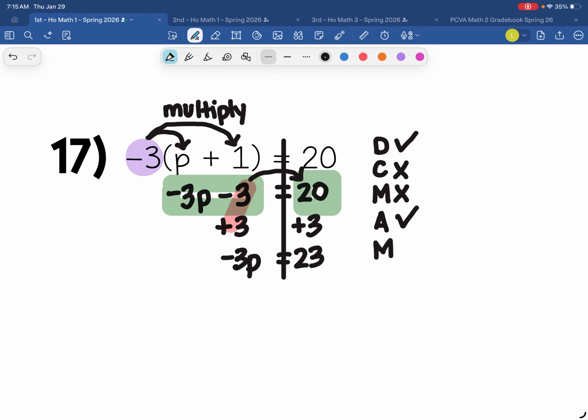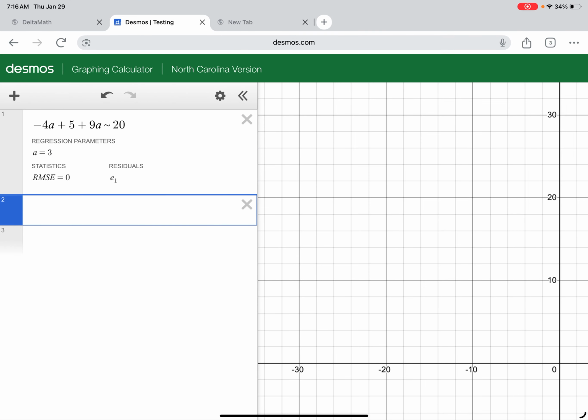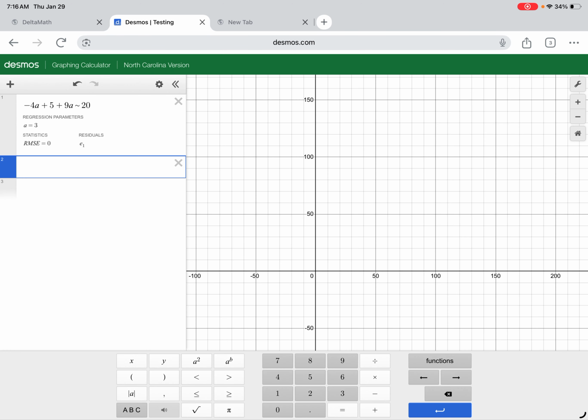And then we're going to divide by -3 because that's -3 times p. Now, in this particular problem, it does not simplify to a nice whole integer. So if we divide this out into Desmos, we wind up having 23 divided by 3, and it gives us a repeating decimal.